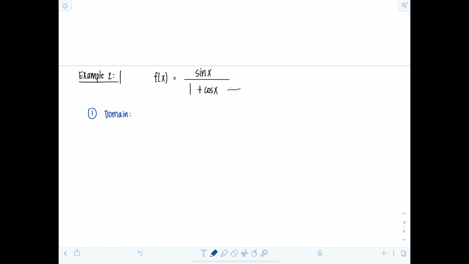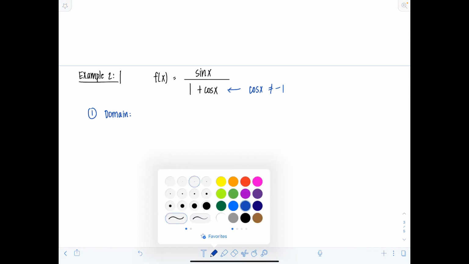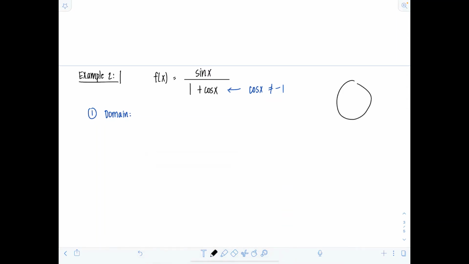Let's look here. This cannot be 0, which means cosine of x cannot equal -1. When does cosine equal -1? Bam, the unit circle should come straight to your mind. Cosine is -1 at all odd multiples of pi. What do I mean by that? Cosine equals -1 right here.